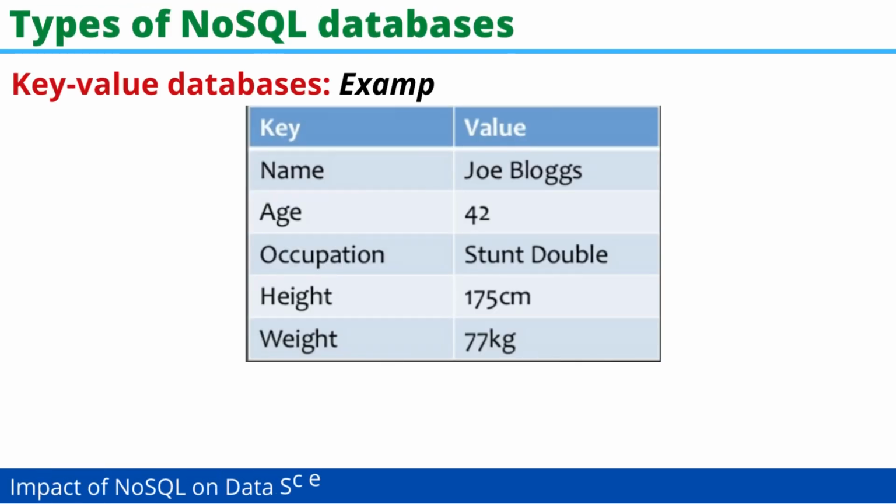Examples of key value database are shown below. Here, the first column consists of the key, the second column consists of the value. For example, name. Name is Joy Blocks. The next key is age. Value is 42. The next key is occupation. Stunt double. The next key is height. Value is 175 centimeters. The next key is weight. Value is 75 kgs. Like that, key value databases consist of keys and their corresponding values. Here keys are unique.